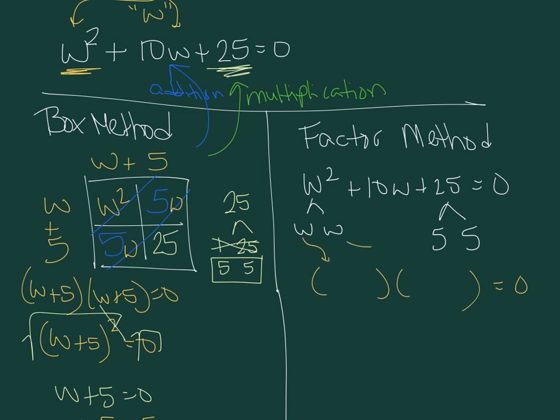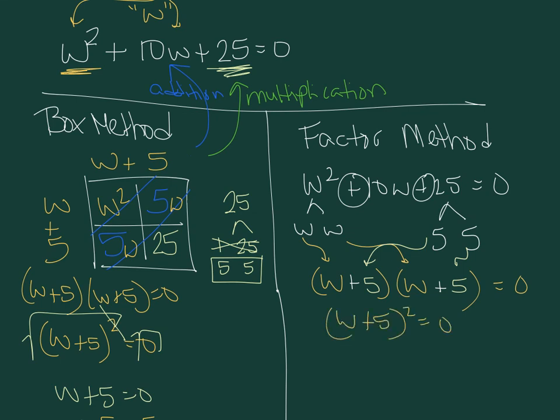Because these are up front, I put them in the front, w and w. Because these are at the back, I put them in the back, 5 and 5. Since this is a positive and that's a positive, both of these terms will have to be positive. This leaves us with w plus 5 quantity squared equals 0. Again, we follow the same process of square rooting and getting w plus 5 equals 0. And I know that w is going to have to equal negative 5 in order for this to be true. So, two processes: you're more familiar with the box method, but there is a factor method that's also available to you.